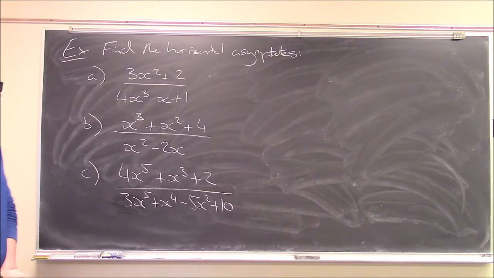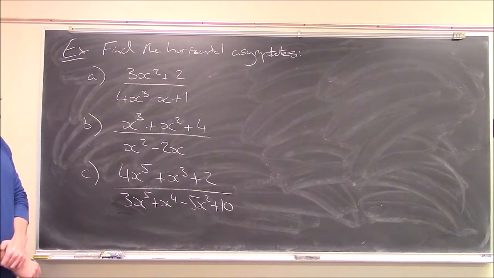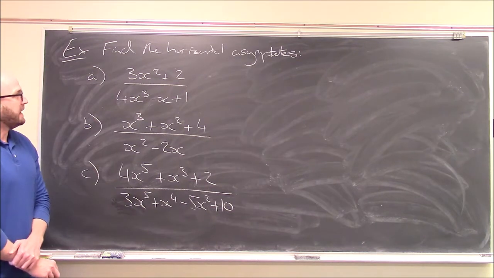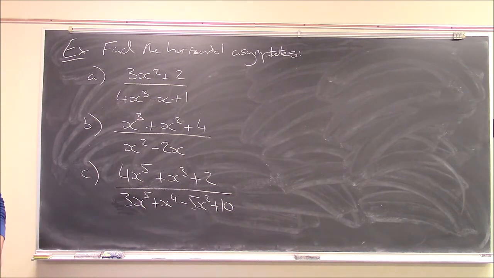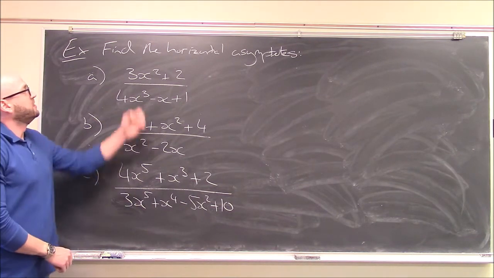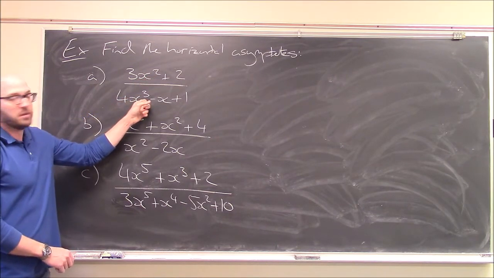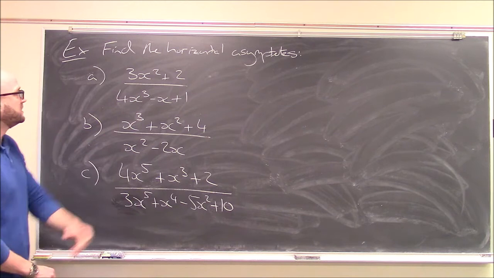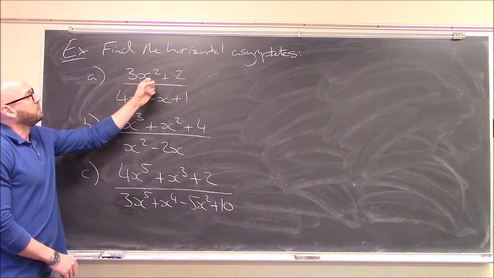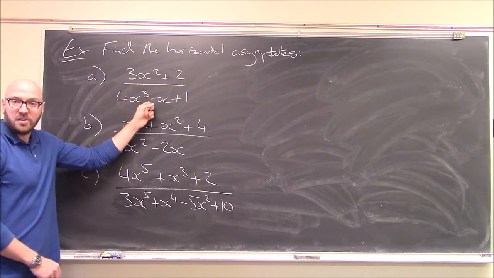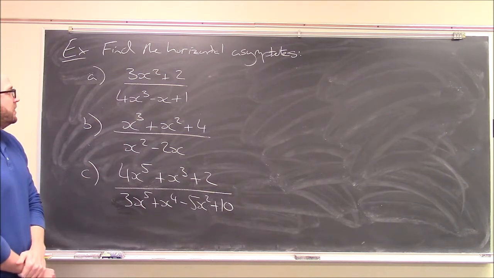All right, so I have in front of me 3 rational functions. The first one is 3x squared plus 2 over 4x cubed minus x plus 1. And the question is, find the horizontal asymptotes. Well, we're in the situation where the degree up top is 2, and the degree down below in the denominator is 3. So the degree of the numerator is less than the degree of the denominator. So, which case is this?